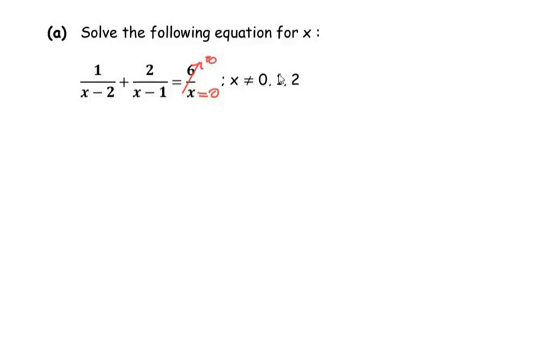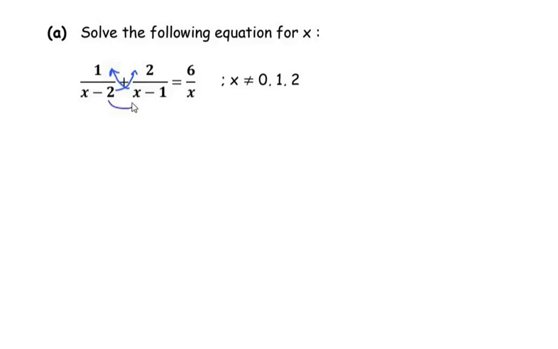Same thing happens when we take x equal to 1, because in the denominator we have x minus 1, and same thing happens with 2, because in the denominator we have x minus 2. So with this, let us start solving this equation. The first step is cross multiplication. That is, x minus 1 multiplies with 1 and x minus 2 multiplies with 2.